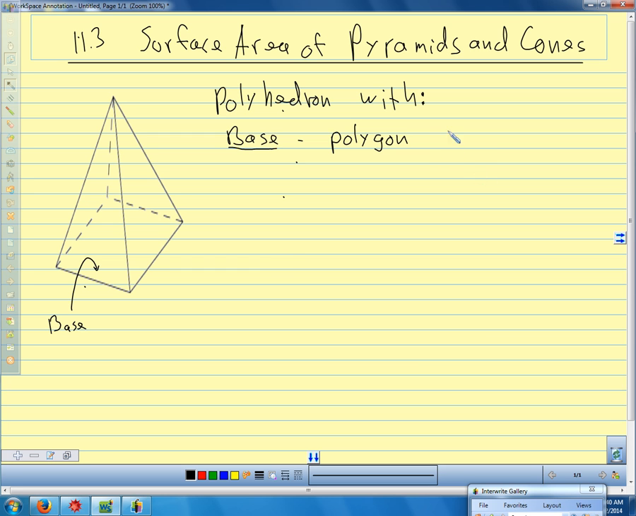It has lateral faces. And lateral, again, just means side. Lateral faces are triangles. So all the triangles here are lateral faces. So this would be a lateral face. The lateral faces meet up here at the vertex. So the vertex is the tip here.